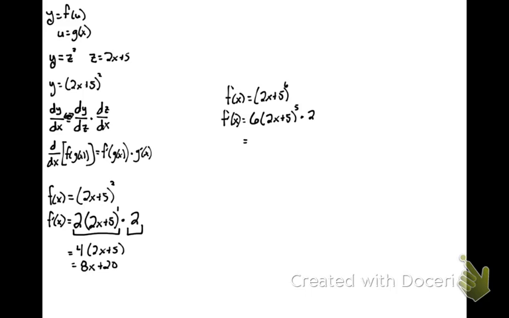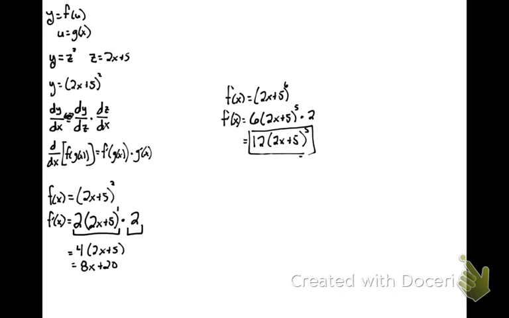This leaves me with 12 times (2x + 5)^5. This, if we were to expand it out, is the exact same answer we got originally. But this is a whole lot cleaner, a whole lot faster, and more efficient as well. So in principle, the idea behind the chain rule, another way to talk about it, might be: take the derivative of the entire piece and then take the derivative of the inside.